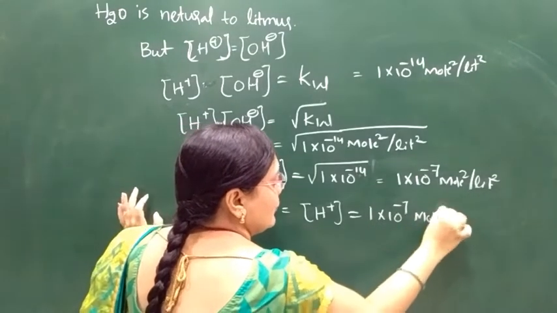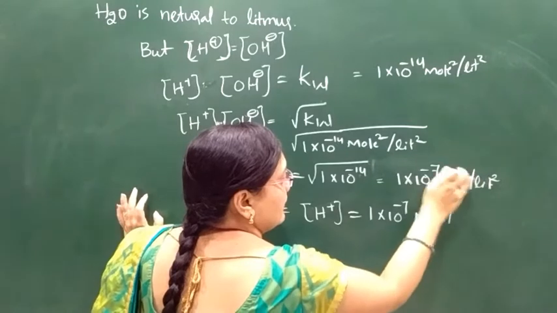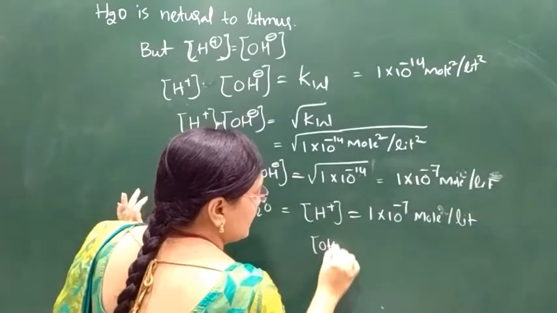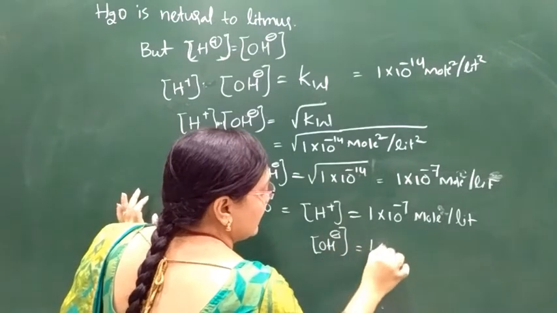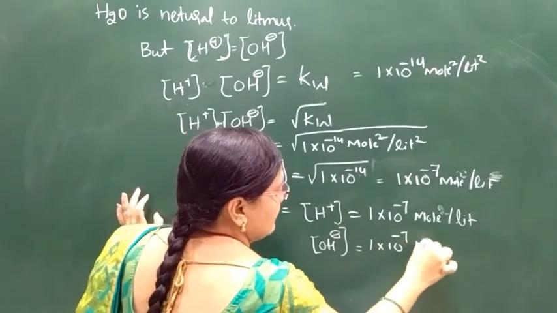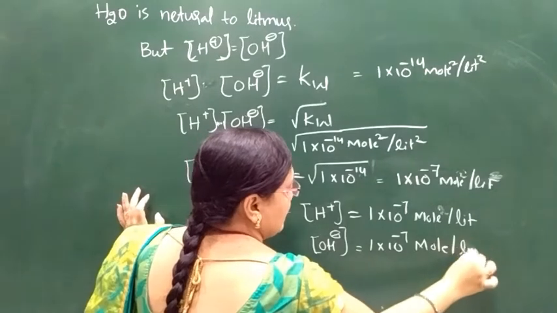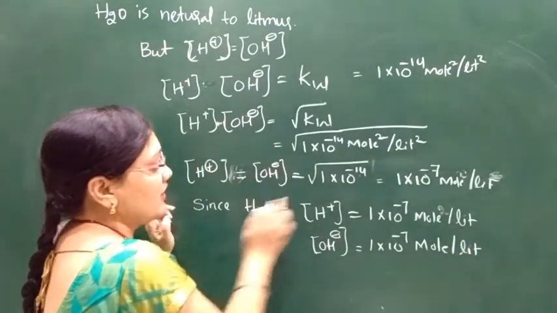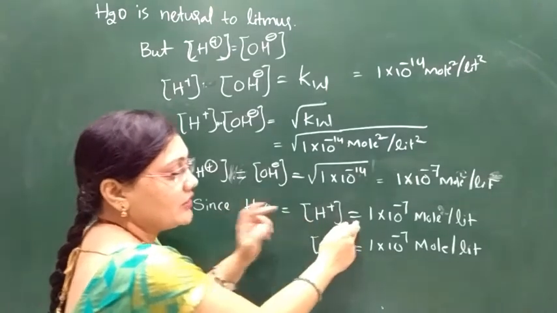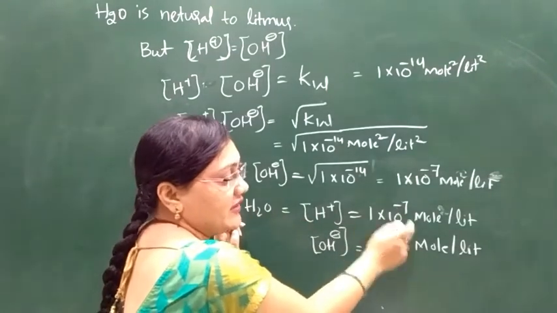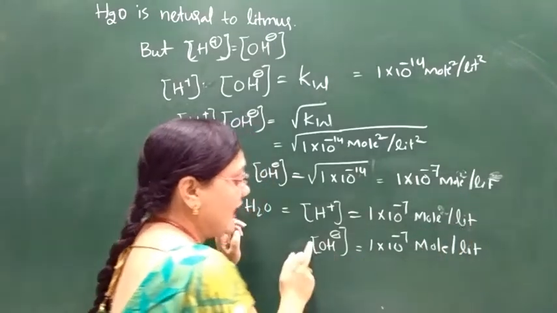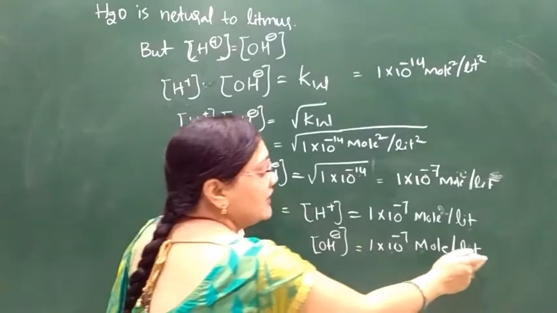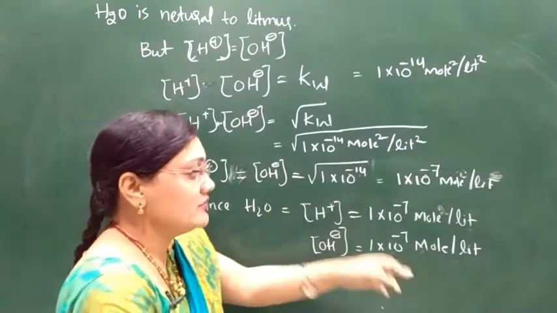7 mole per liter, and the concentration of OH minus ions equals 1 into 10 to the power of minus 7 mole per liter. Once again, the concentration of H plus ions is 1 into 10 to the power of minus 7 mole per liter, and the concentration of OH minus ions is 1 into 10 to the power of minus 7 moles per liter. These are the ionic product of water values.